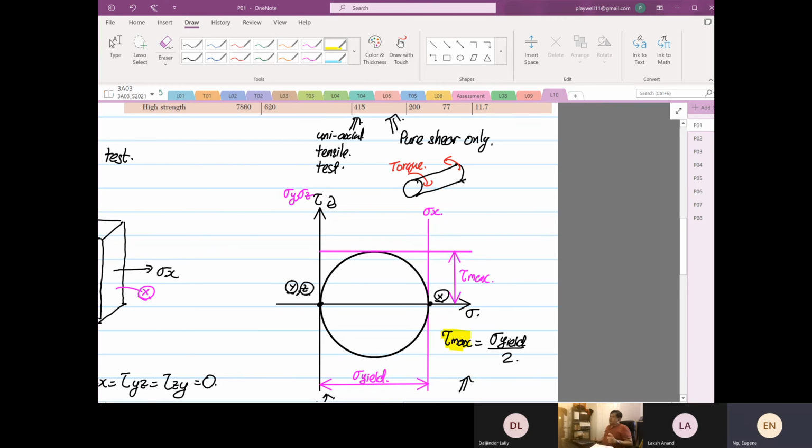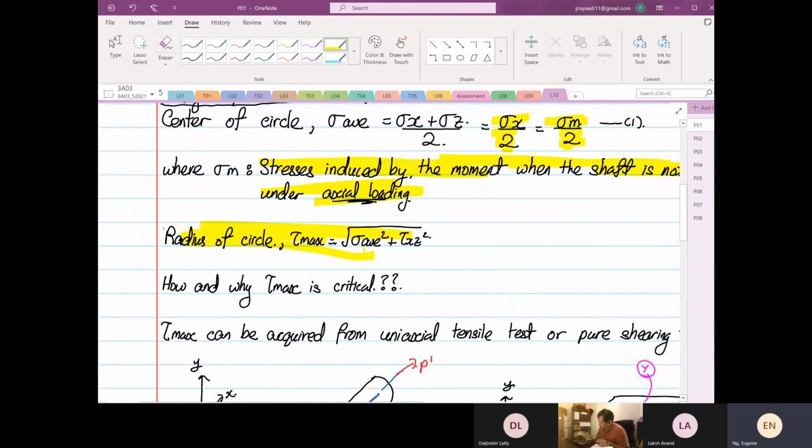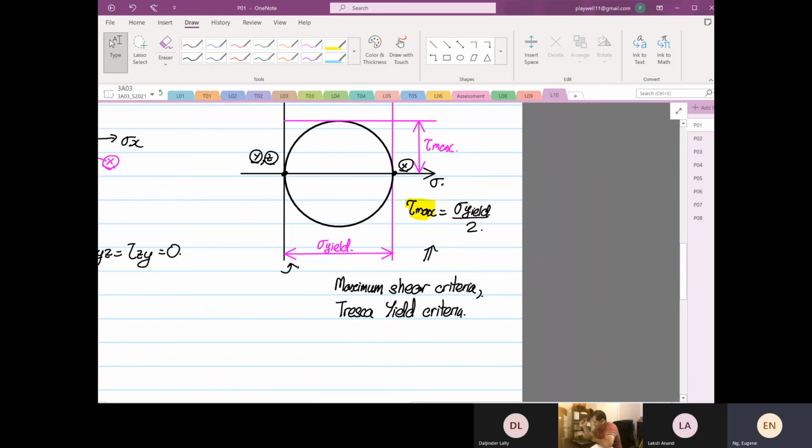We are using tau max and not the normal stress yield because the magnitude is smaller. That is why, from last week's lecture, the radius of the circle is in this form, which is tau max. So this is the equation that we are going to use to relate to the material behavior, to calculate the diameter of the shaft. Just an example of application.